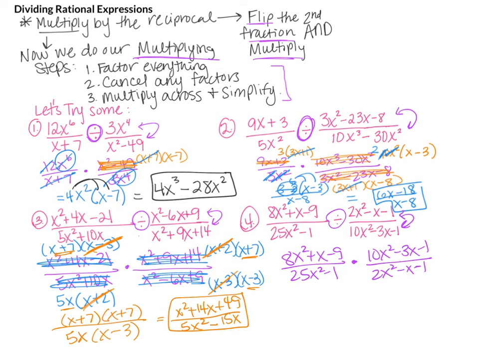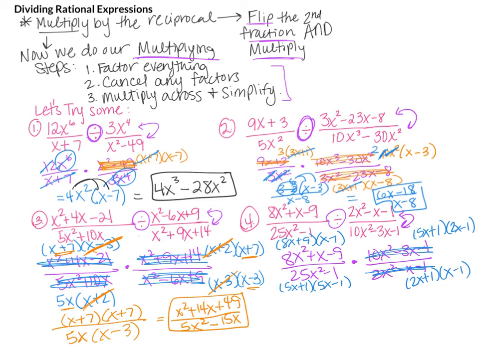All right, so let's get to factoring here. The numerator is going to factor to be 8x plus 9 times x minus 1. The denominator is going to be 5x plus 1, 5x minus 1. The next numerator is going to be 5x plus 1, 2x minus 1. And the denominator is going to be 2x plus 1, x minus 1.